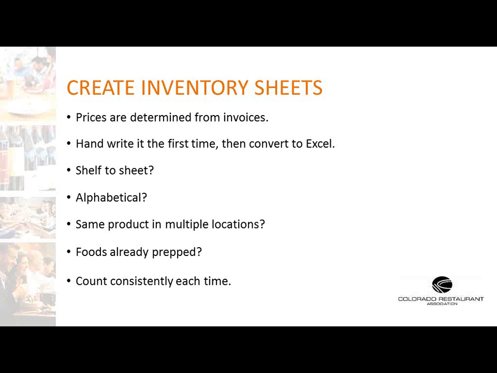But the most important thing is understanding the concept of shelf to sheet or sheet to shelf. David, do you know that one? Can you explain that? When you walk through, you can set up your inventory system in such a way that if you're in the freezer, you want to have your freezer sheet and have everything on your sheet exactly in the order that it is. Exactly.